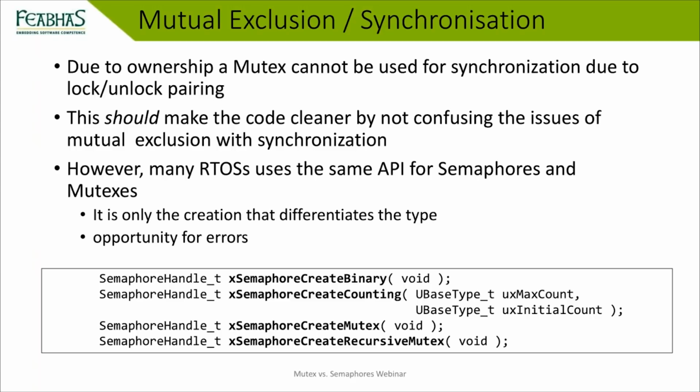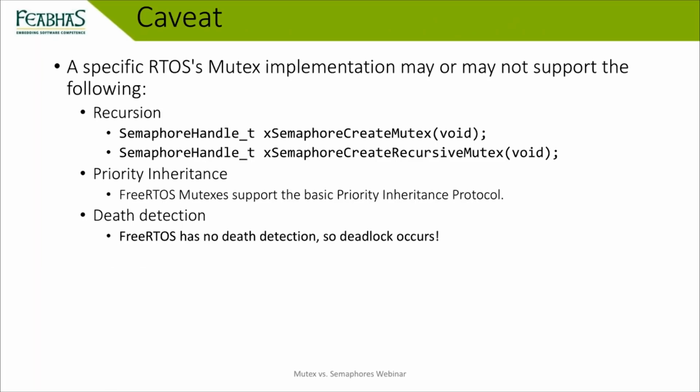But like I said, I prefer to see complete separation between mutual exclusion and mutexes, with lock and unlock, and binary semaphores and counting semaphores with a give-take model. We just want to, where we can, reduce the potential for accidental mistakes. And the more obvious the API, the less opportunity we have for those particular errors. Many operating systems don't support recursion.